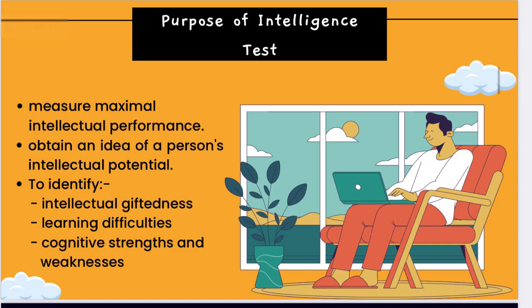As for the purpose, the goal of intelligence tests is to obtain an idea of a person's intellectual potential. The test centers around a set of stimuli designed to yield a score based on the test maker's model of what makes up intelligence. It also helps us to identify intellectual giftedness, learning difficulties, and also cognitive strengths and weaknesses of a person.